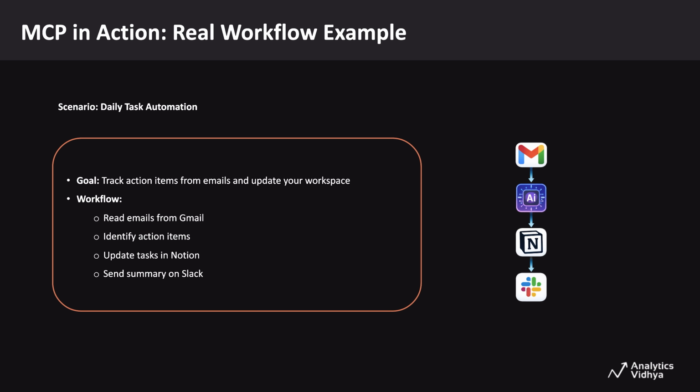Let's look at this through a real scenario. Suppose your goal is to track action items from emails and keep your team updated. Co-work can read your emails from Gmail, extract tasks, and update them in Notion, and then send a summary to Slack. So, instead of jumping between tools manually, you define one goal and Co-work executes the entire workflow. That's what MCP enables, end-to-end automation across tools.